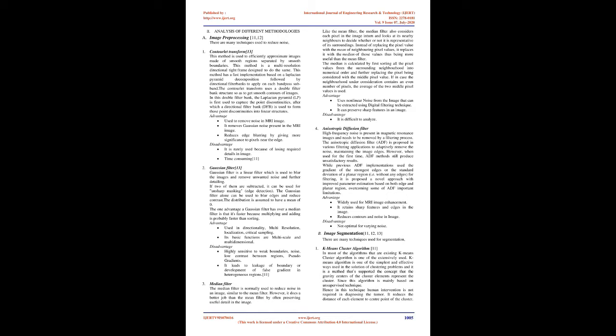13. Gaussian filter is a linear filter which is used to blur the images and remove unwanted noise and further detailing. If two of them are subtracted, it can be used for unsharp masking, edge detection. The Gaussian filter alone can be used to blur edges and reduce contrast. The distribution is assumed to have a mean of 0. The one advantage a Gaussian filter has over a median filter is that it's faster because multiplying and adding is probably faster than sorting.